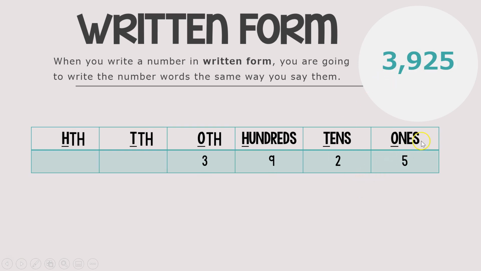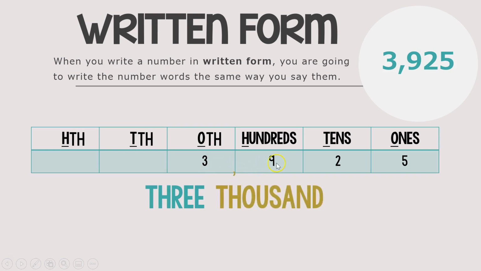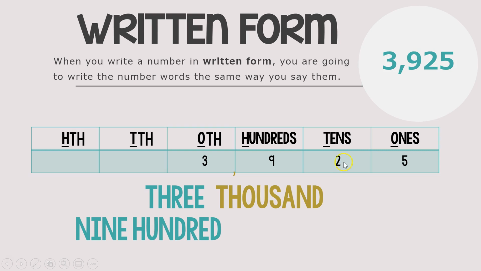Remember, each period, or each set of HTO, is separated by a comma. And when I see the comma, I'm going to say the word thousand. So when I write this number out in its number words, I'm going to write 3,925.